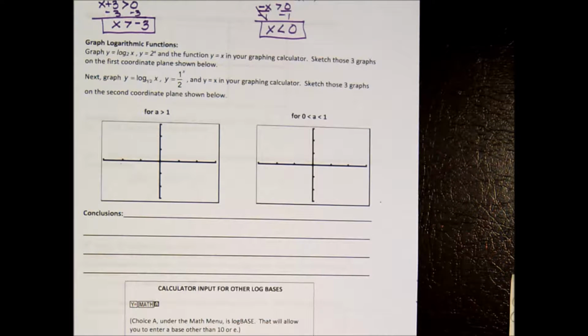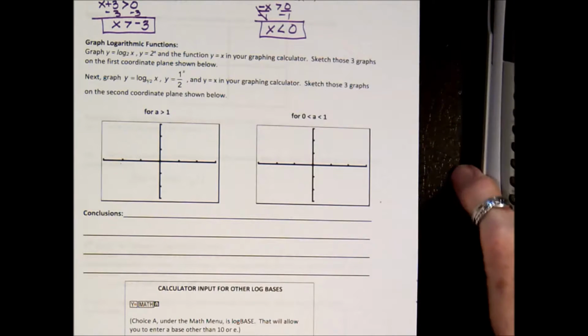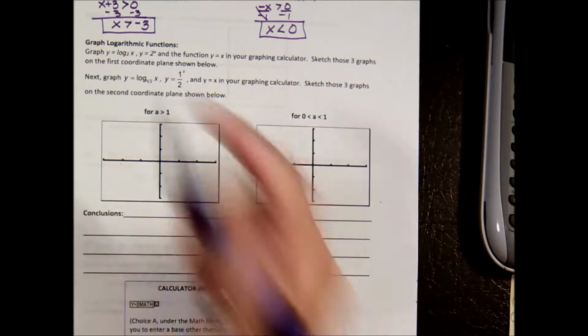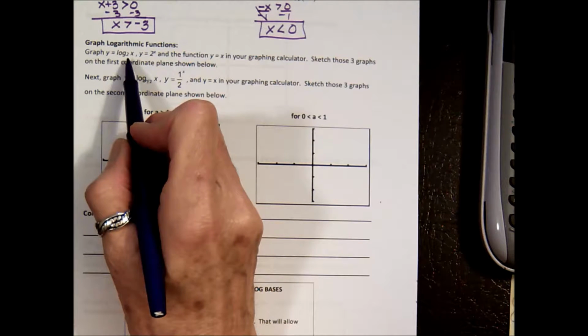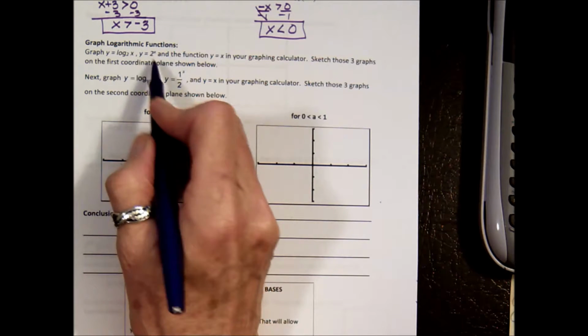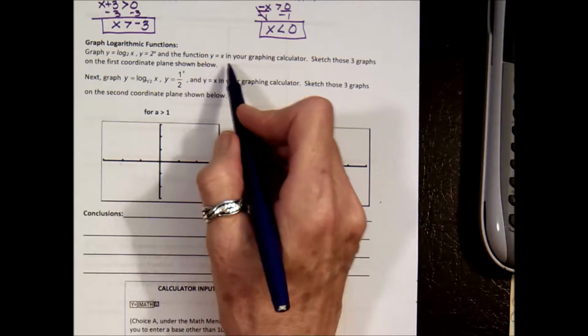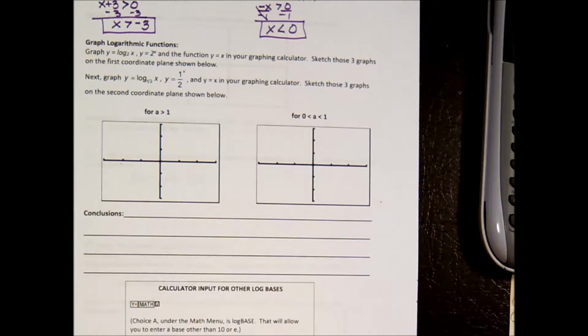All right, let's look at the graph of the logarithmic function, and there are some instructions here for you using your graphing calculator. So if you need to pause for a minute and get your graphing calculator, make sure that you have it available. I just got mine. It says graph y equals log base 2 of x, y equals 2 to the x, and then graph the function y equals x in your graphing calculator.